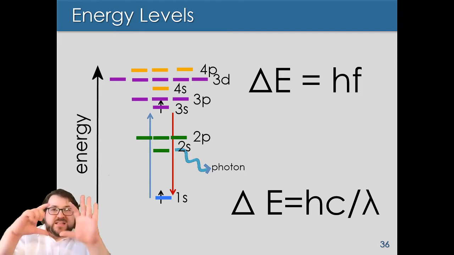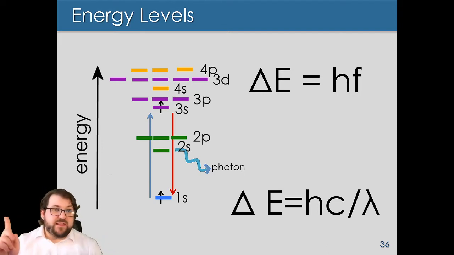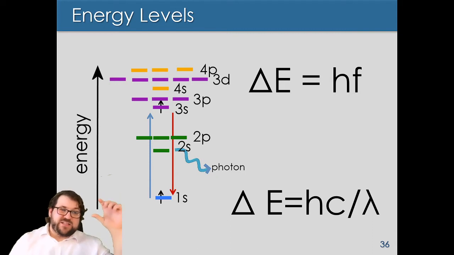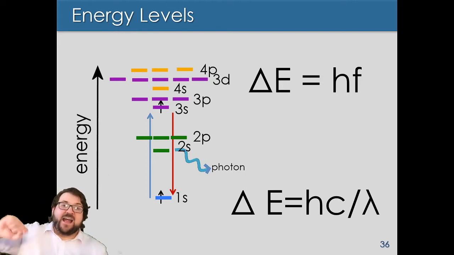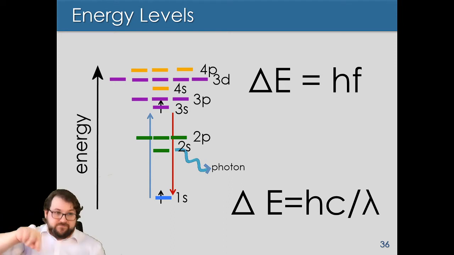So the larger the gap in between the energy levels that we're seeing up here, the higher the energy of the photon, and therefore, remember, the smaller the wavelength. So again, this is a higher energy wave than this.